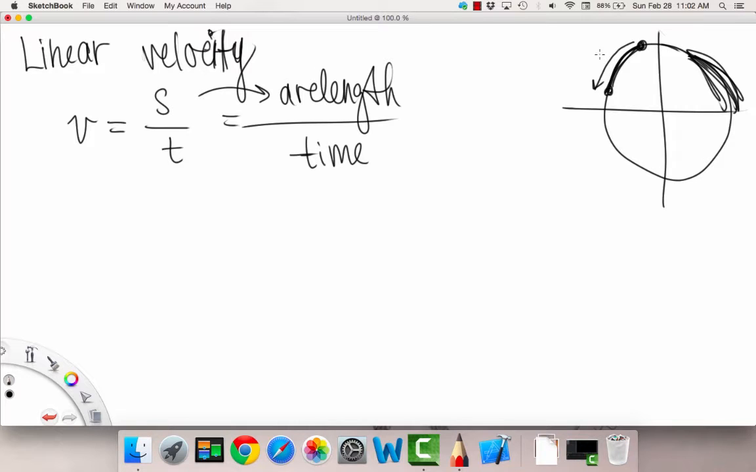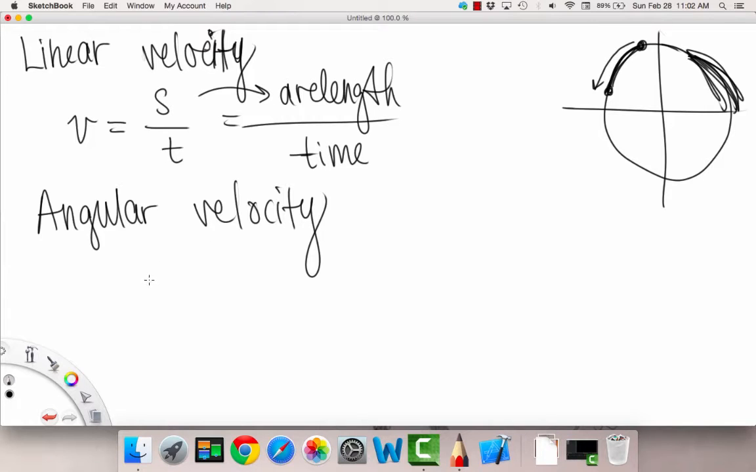Whereas there's another kind of velocity we can measure now that we're dealing with angles, and that's called, surprisingly, angular velocity. This one is denoted by this symbol here, which is actually a Greek letter, even though it looks like a w. It's called omega. Omega is equal to theta over t.